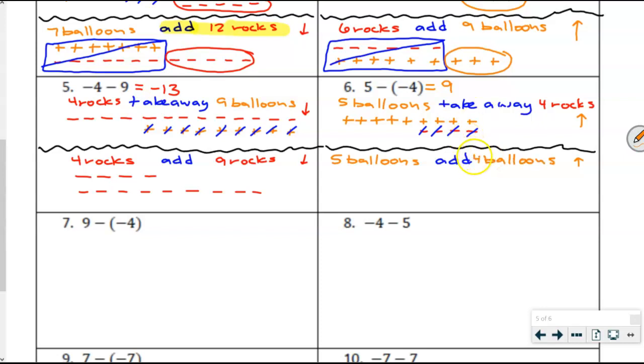Adding 4 balloons specifically. So here's my 5 original balloons. Making the basket go up by adding 1, 2, 3, 4. And look at that, I end up with those same 9 balloons that I had in the last version of this problem. This one means I don't have to worry about drawing in those 0 pairs. So this one was a little bit faster for me.